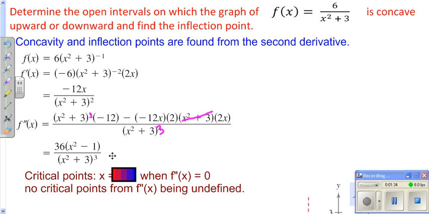Your critical points then are going to be where your derivative is undefined or 0. The bottom is never going to be 0, so it's never going to be undefined, because when you square something, it's greater than or equal to 0. Add 3, it's greater than or equal to 3. And cube it, it's always going to be greater than or equal to 3. So the bottom's never 0. Set the top equal to 0, and that's when you would get plus or minus 1 for your critical points.